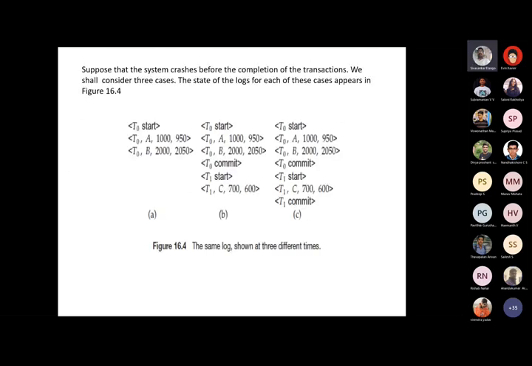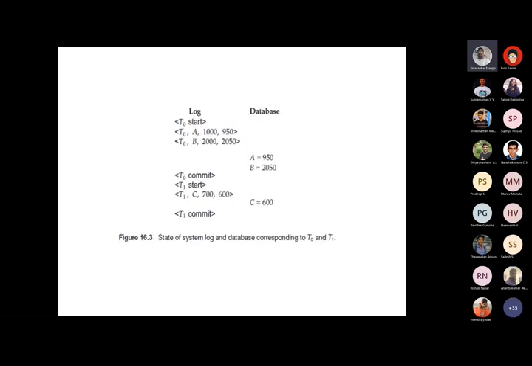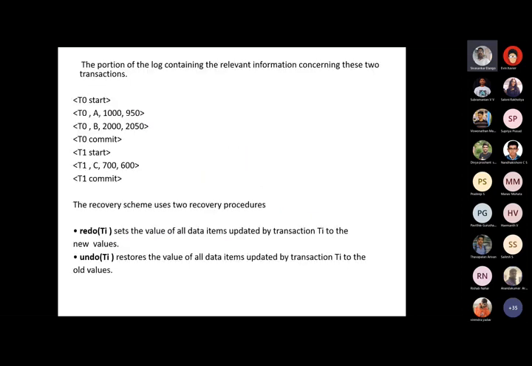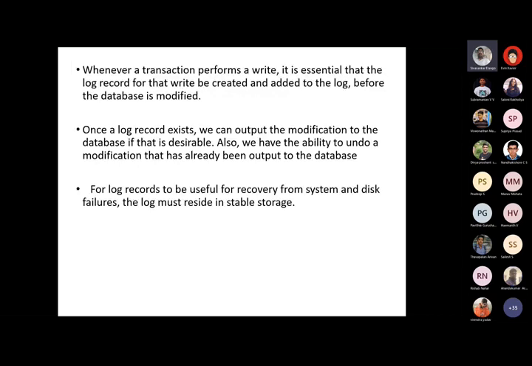So again, I feel that it's a very simple model. You have only these two procedures: redo of transaction Ti and undo of transaction Ti. Undo means it will restore, like in your Word document, where you have this undo and redo operation. Undo means it will restore the values of all the data items to their old values, whereas redo means restoring the data items to their new values, right? So this is how you perform log-based recovery.